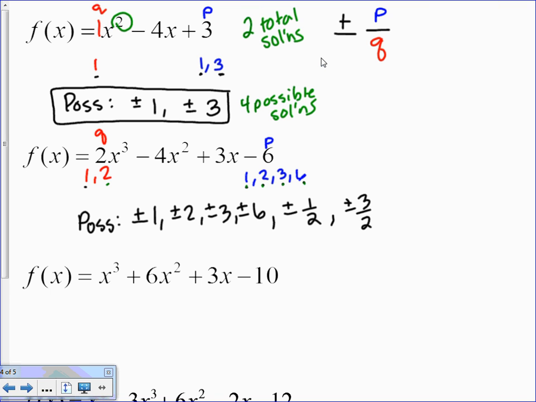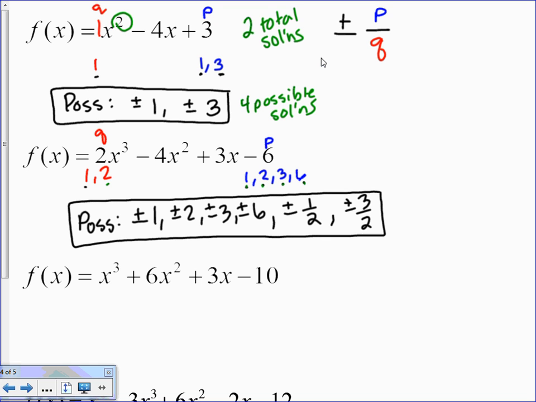Do I have to add a 6 over 2? No, because 6 over 2 is 3 over 1, which is 3, and that's already on the list. So now I have this list of possible rational solutions. How many possible solutions are there in that list? 6 positive. So 12 possible solutions, because you have 6 positive and 6 negative possible solutions.